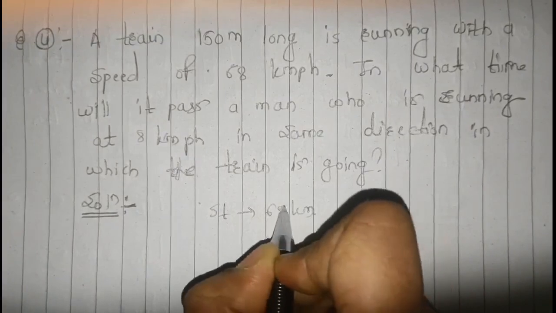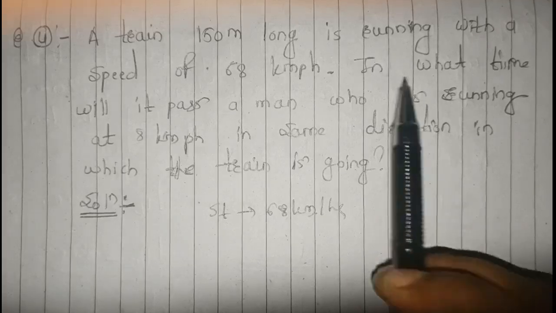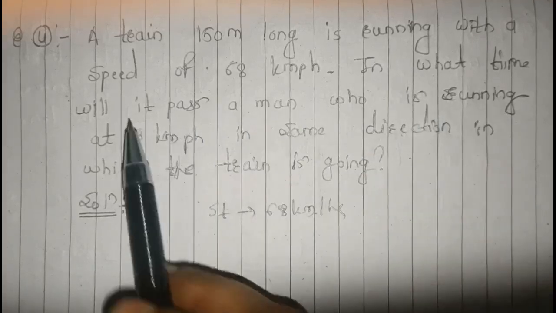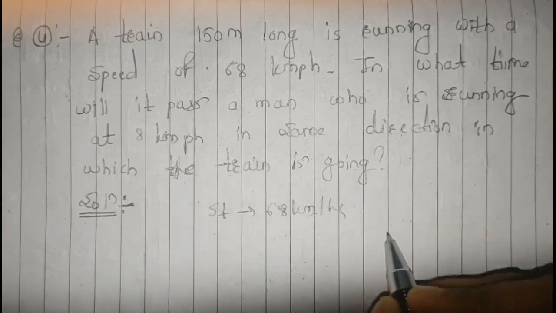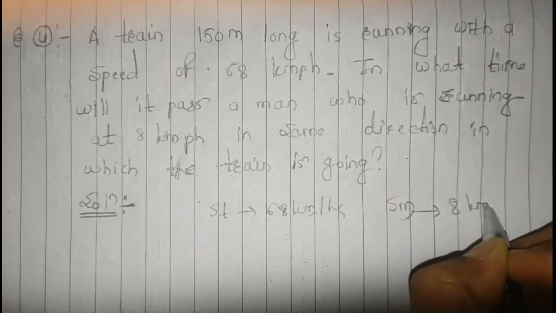and we have to find out the time it will take to pass a man who is running at the speed of 8 km per hour. So now here the speed of the man is also mentioned, which is 8 km per hour. And this is important: in the same direction is important.